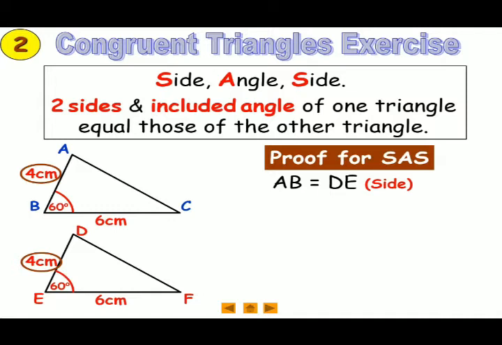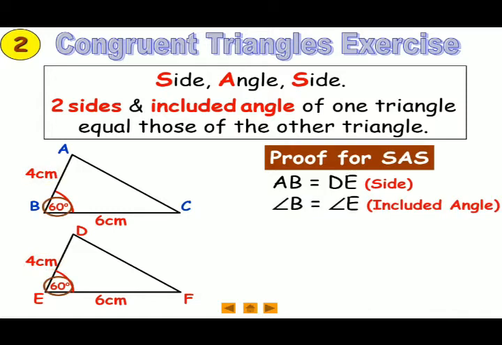And what is it? It is a side, so in bracket we will write down side. After that, angle B and angle E are both equal and both are of 60 degrees. So we write down the next step as angle B is equal to angle E. Why? Because they are included angles.